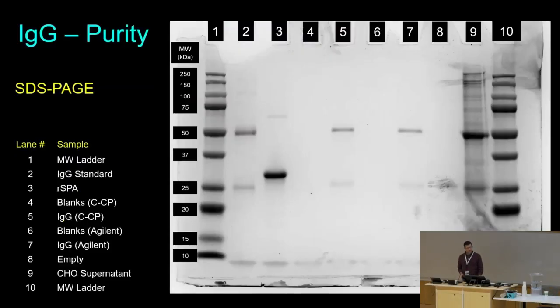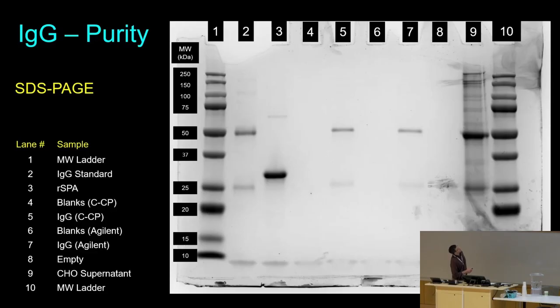To assess the purity of these fractions, SDS-PAGE was performed. The samples were denatured using dithiothreitol, by boiling at 95C, and then loaded on a 12% polyacrylamide gel. You have molecular weight ladders here in lanes 1 and 10, and an IgG standard loaded in lane 2. These 2 bands correspond to the 50 kilodalton heavy chain and the 25 kilodalton light chain, respectively. Lane 3 contains the recombinant protein A that we use to modify our CCP columns, and we loaded that just to ensure that nothing was leaching off of the ProA CCP column.